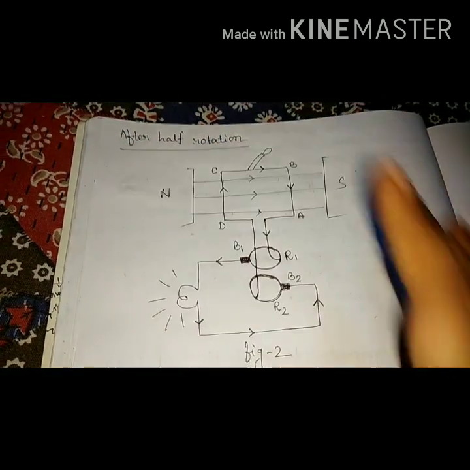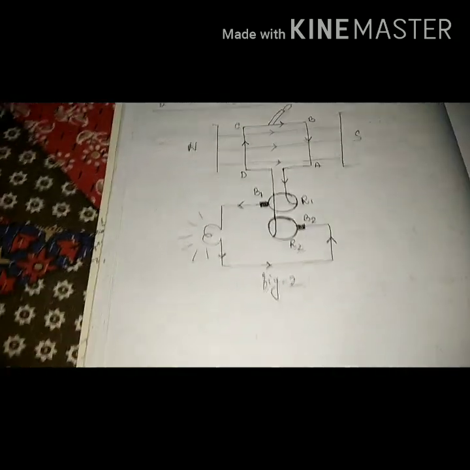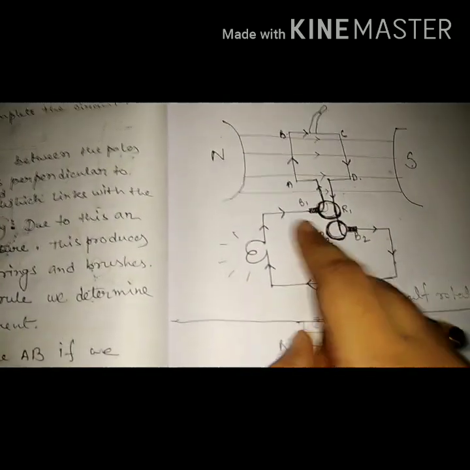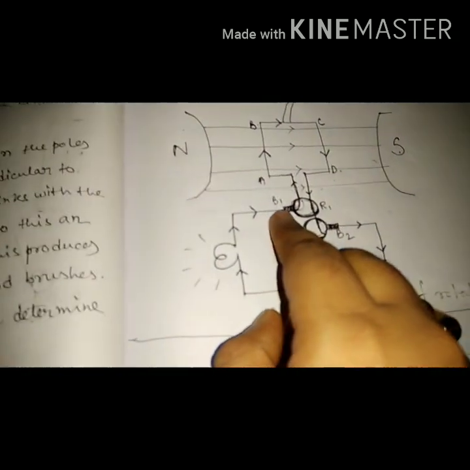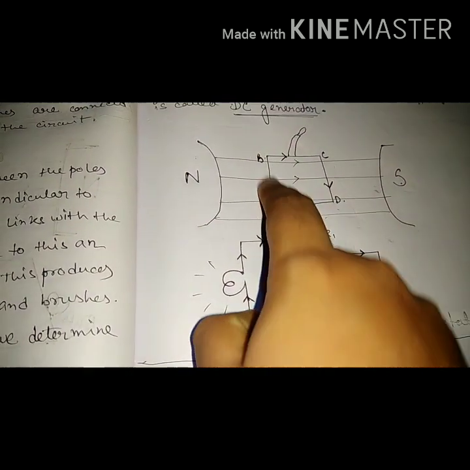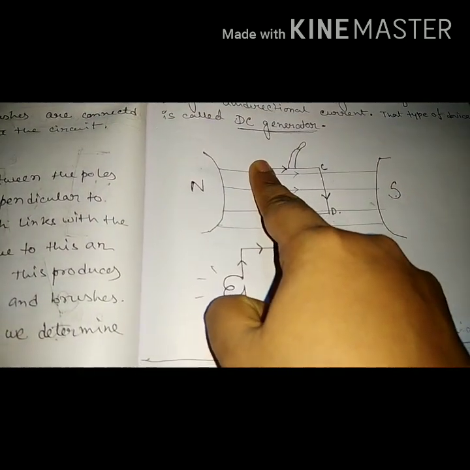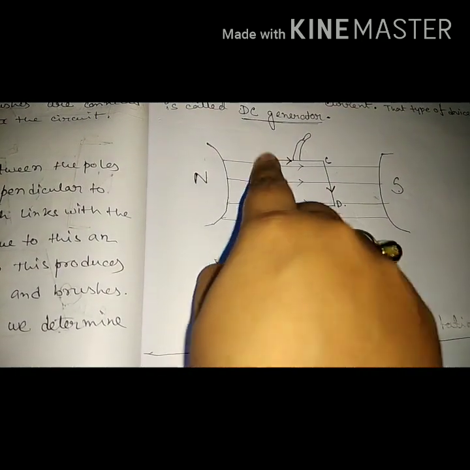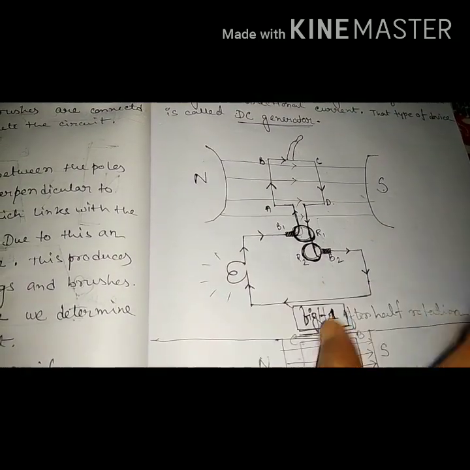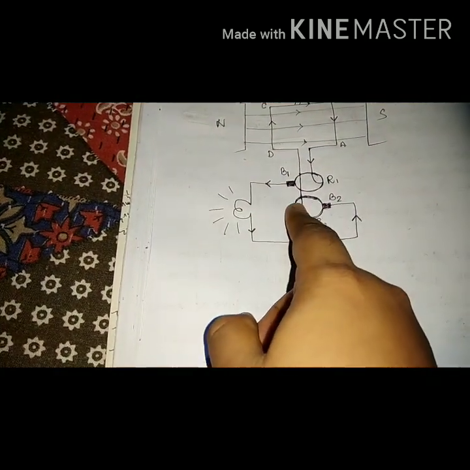like this. So the direction of current will change. Before, in the first half, the current direction was on this side, B1 to B2. Because current is generated in the A to B direction, we can say that current is produced from here: B1, A, B, C, D, B2, then to the bulb. But in this case, the direction is opposite: B1, then B2, then D, C, B, A, B1.